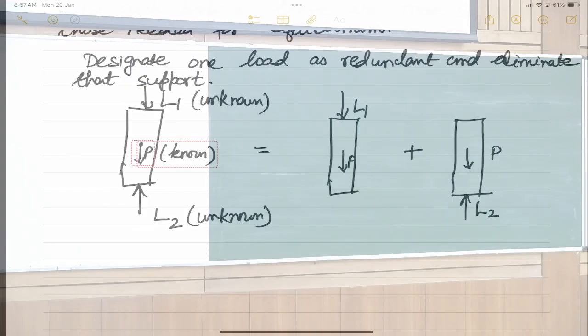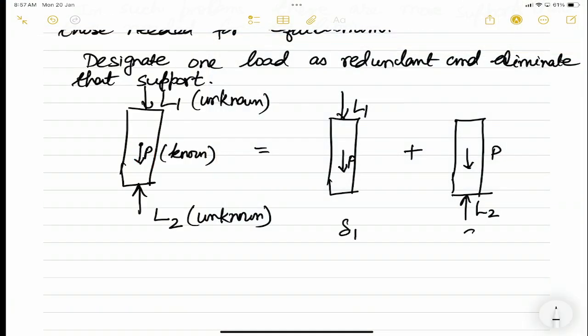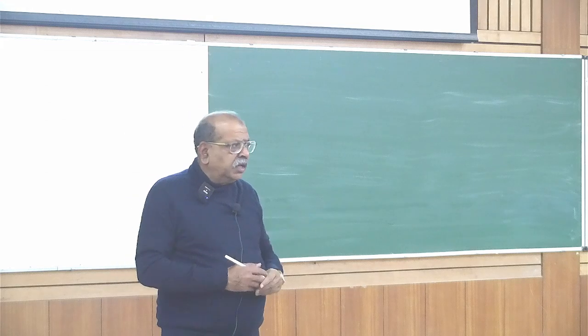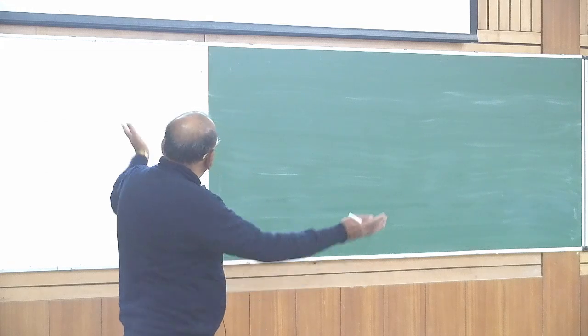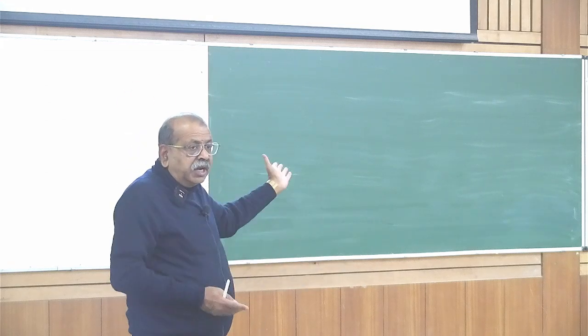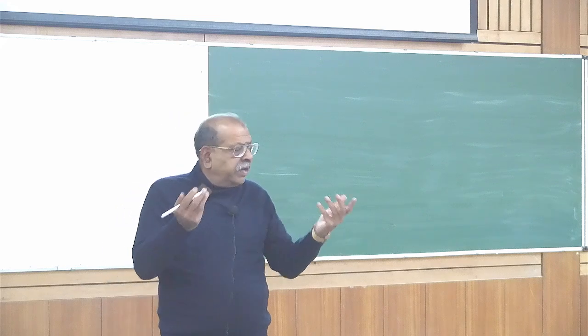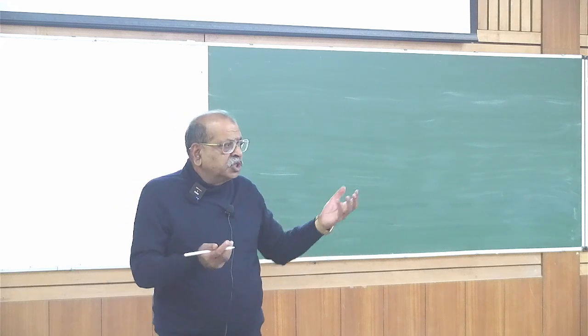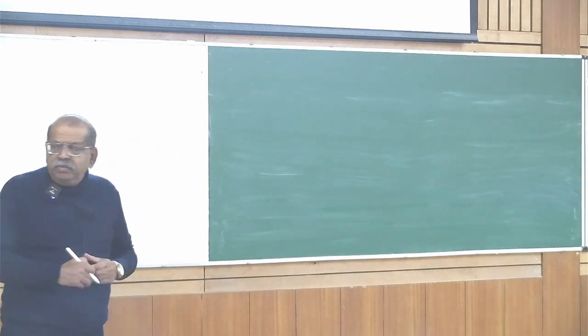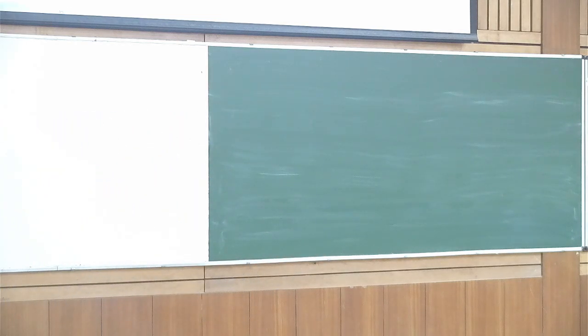Now here, let the deformation which comes be delta 1 in one case and delta 2 in the other case, and then we can superpose the two, and the relation between delta 1 plus delta 2 will come from the problem, from the geometric compatibility. So this way we can solve the problem by method of superposition.